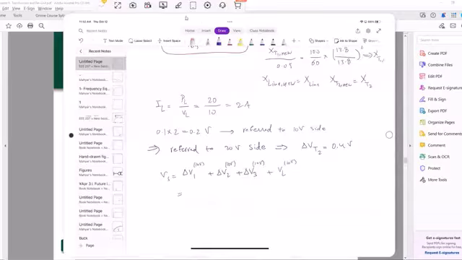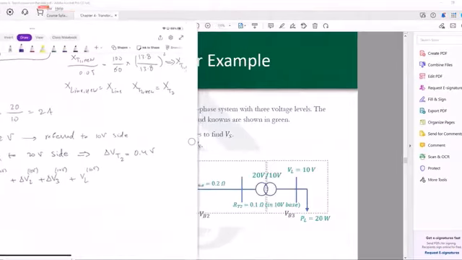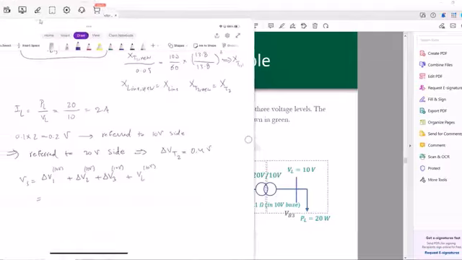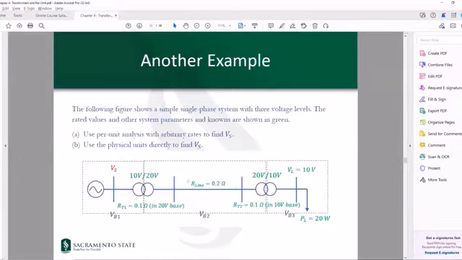So, can you tell me what is V load? V load referred to the 10 volt side. How much is it? It is already on the 10 volt side, right? So it is 10 volts. Then, how much is the voltage drop here referred to the 10 volt side? 0.2. Exactly, 0.2.